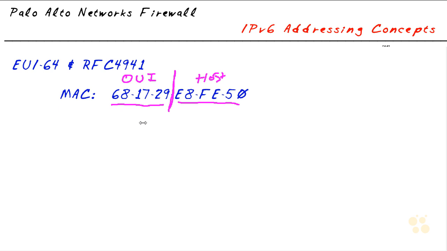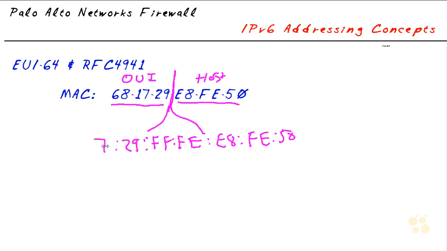Again, this is useless knowledge as far as where those things come from and how they're broken up, but it does become important because this is also how we're going to break things up in IPv6 for my EUI64. I will break everything in half, and what I'll do is insert a code in here. So FFFE will go in there. Same thing at that point, so I can just put colons. So E8:FE50, and over here 2917 and 68.